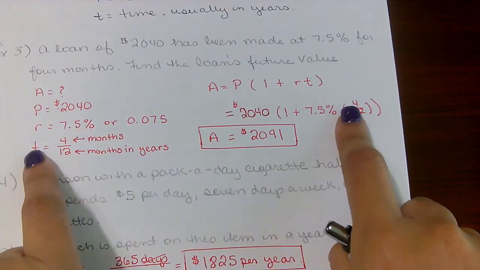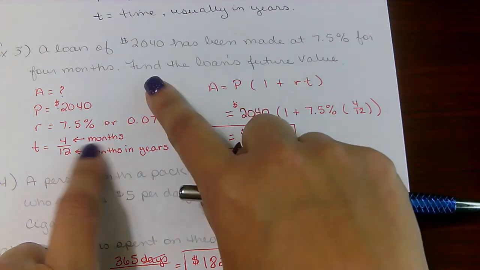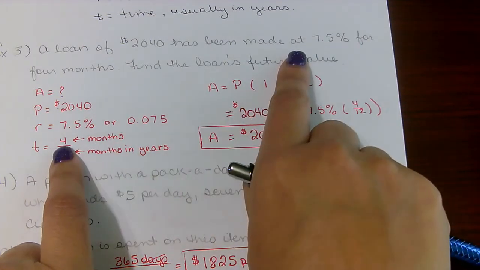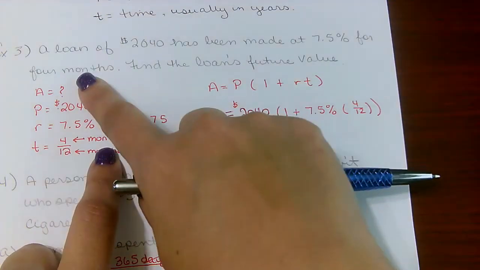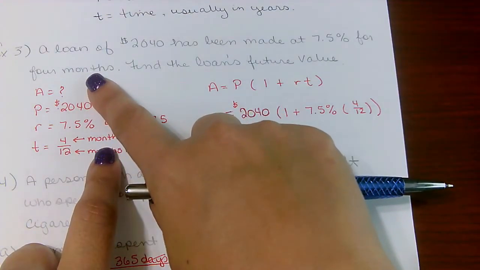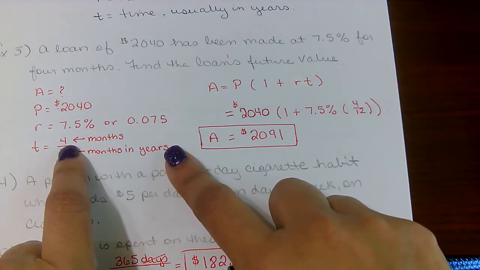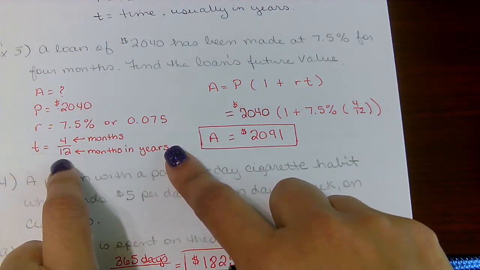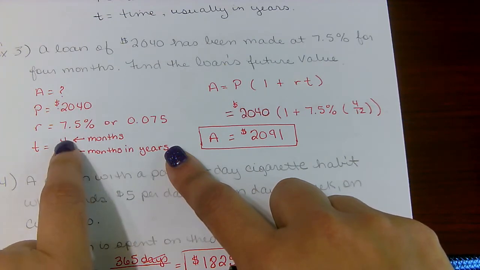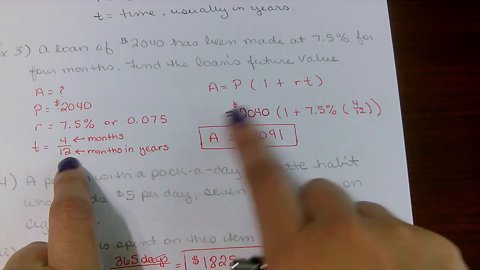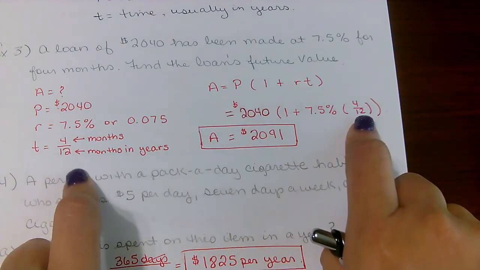Now, the reason we have time as 4 out of 12 is because the time is supposed to be represented in years. But since we only have 4 months, we want to present it as a fraction of a year. So 4 months is not a full year. It will be part of a year. It will be 4 months out of 12. So you need to make sure to use the time in terms of years.